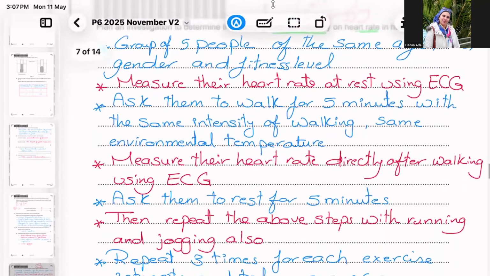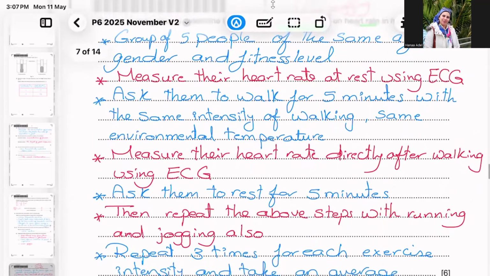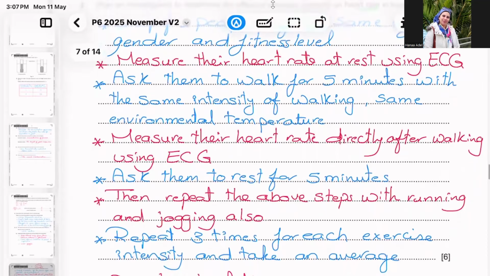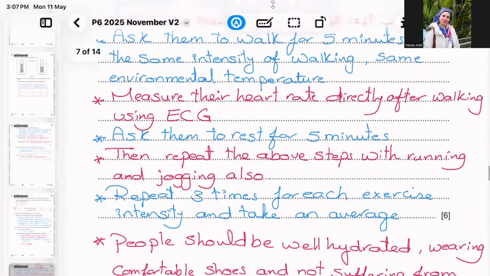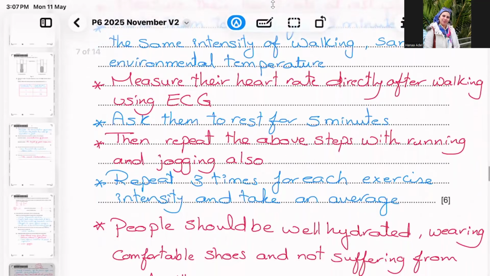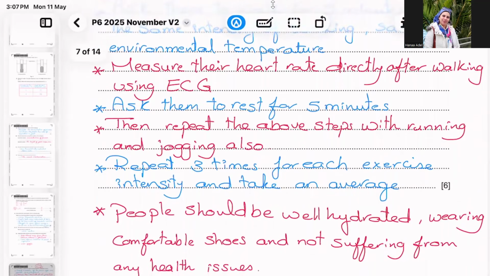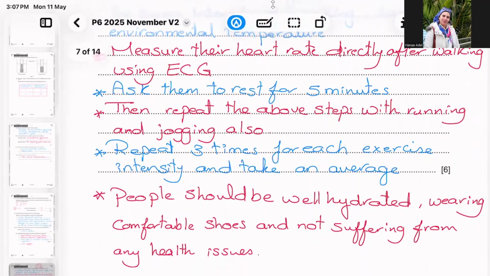Repeat this investigation 3 times for each exercise intensity and take an average. And people should be well hydrated, wearing comfortable shoes and comfortable sportswear, and not suffering from any health issues.